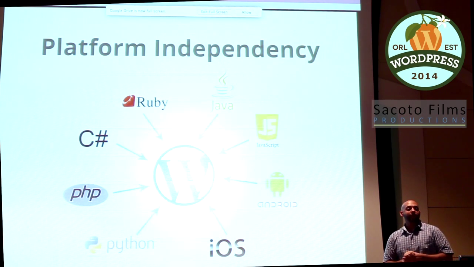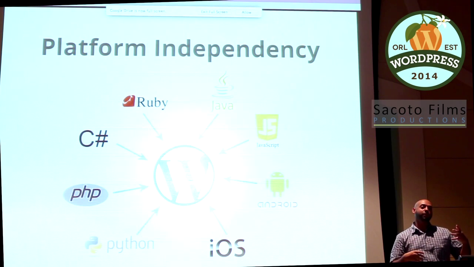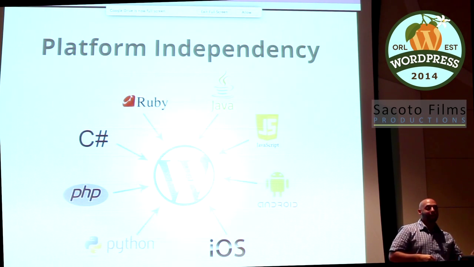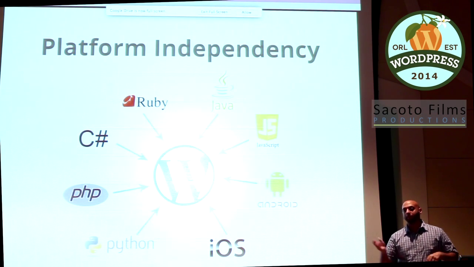One of the major benefits of having this inside of WordPress is it actually brings platform independency. So imagine a world where you can control your content in WordPress and push it to Python, to your Android app, to a JavaScript-based front end, or to a Java or Ruby, and you don't have to worry about creating duplicate content or moving content around.